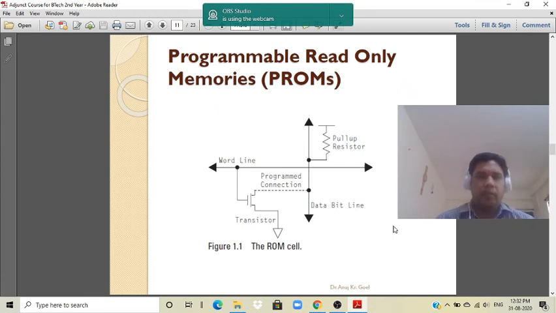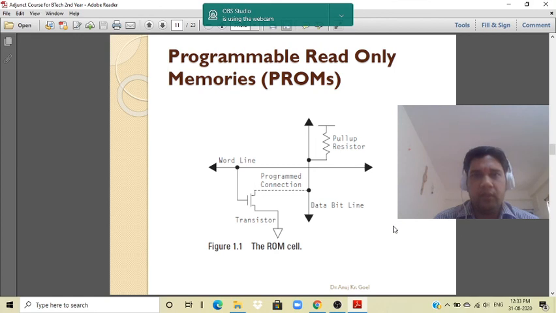So the first topic which comes under the SPLDs is PROM, programmable read-only memories. So this is an example of a ROM cell. It is a single bit device which can store a single bit. Either we can store 1 or 0. 1 means logic high and 0 means logic low. So the circuit consists of two lines, the word line and the data bit line. With the data bit line, a pull-up resistor is there. The pull-up resistor is connected to the high potential, that is plus 5 volts.